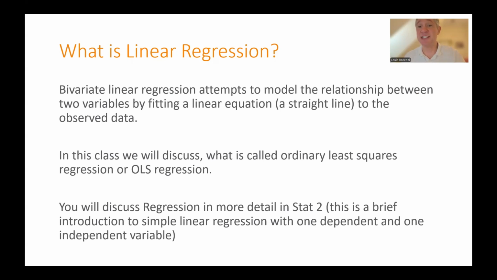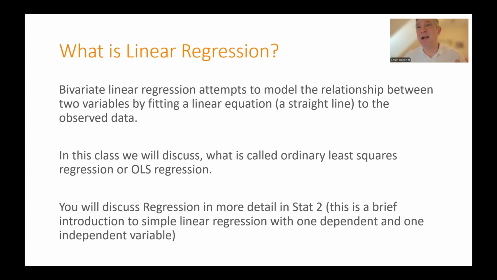In this class, we're going to discuss what's called ordinary least squares regression, or OLS regression. You'll go into regression a lot more in Stat 2. So this is just a very brief introduction into simple linear regression, where you have one dependent variable and one independent variable. We just have bivariate data. In Stat 2, we're going to extend that to include multiple independent variables to examine the impact that the linear combination of these independent variables has on the dependent variable. But right now, we're just looking at simple linear regression. It's just a bivariate relationship.